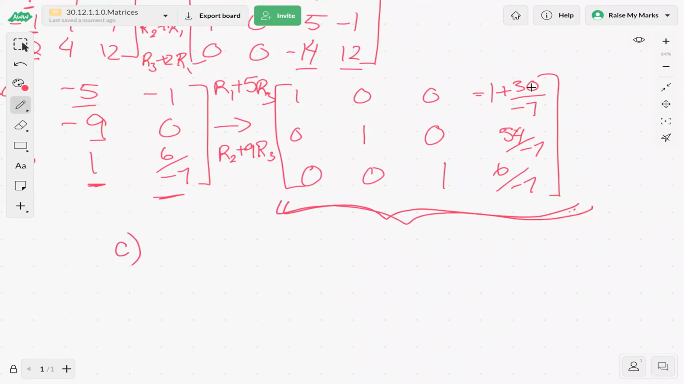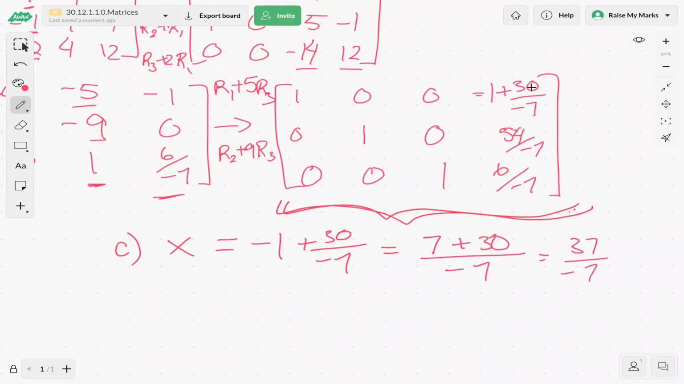So part C, we have, remember, the first column represents x, and the last column represents what's on the right hand side of the equal sign. So we have x equals -1 plus 30 over -7. Let's clean this up, put everything over a common denominator. So we're going to multiply by -7, and we get 7 plus 30 over -7. We get 37 over -7 for x.